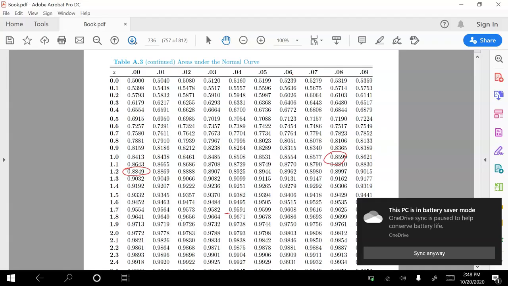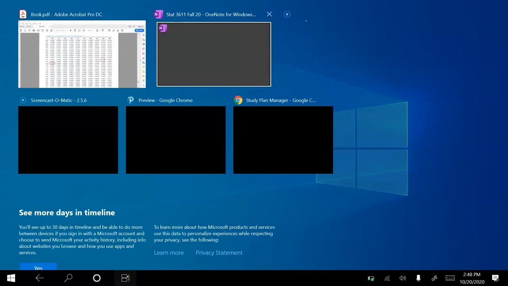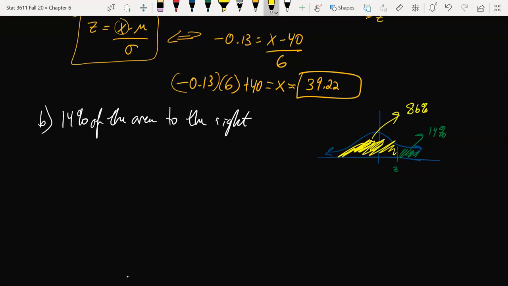What is that? 1.08. So 1.08. So we know that the probability that z is less than 1.08 is equal to 0.86.